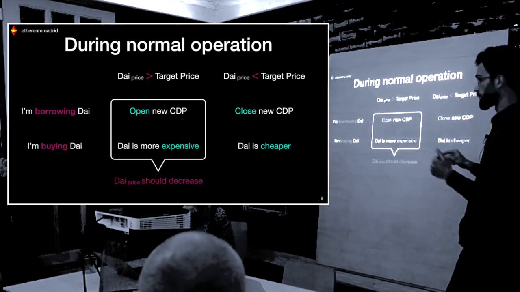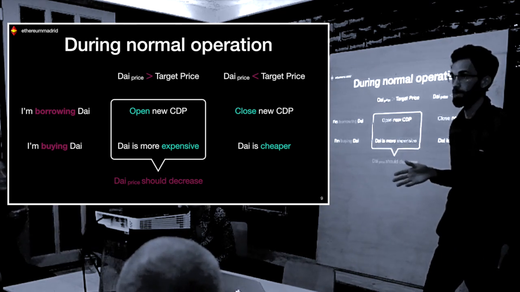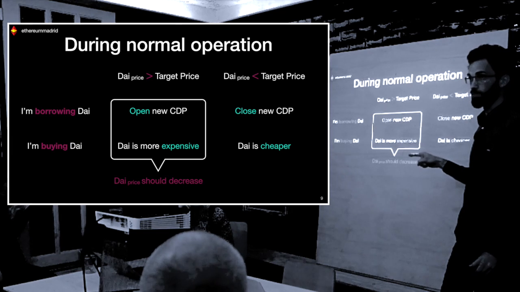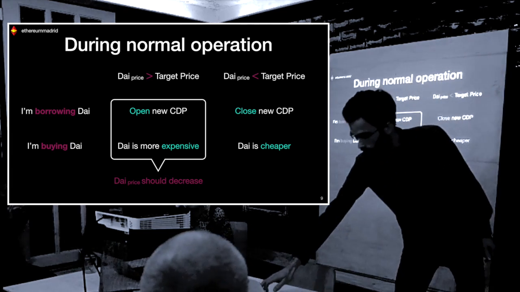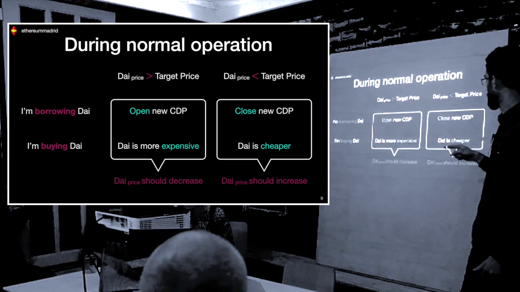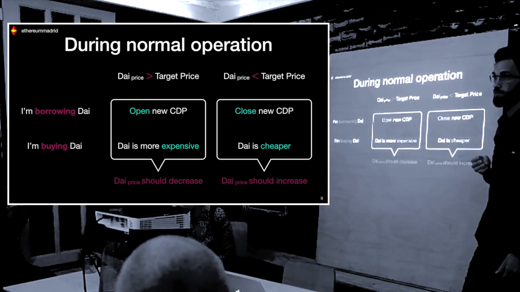On the contrary, if, as Sandra was saying, I just want to buy DAI from the market to use it, for me it's cheap, so I buy it now. It's a good moment. And as a result, we have a decrease in supply and an increase in demand, resulting in an increase of the price of DAI.